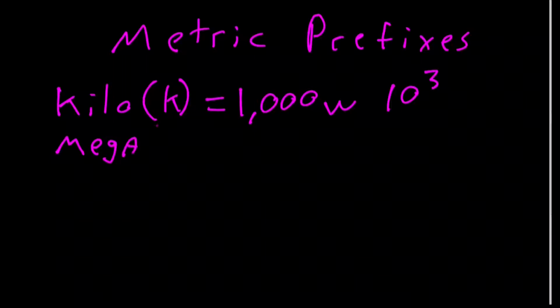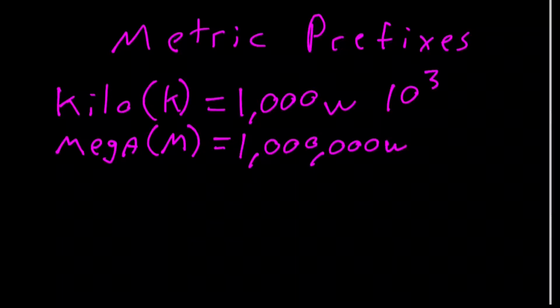So it's written mega with a capital M. So that's equal to 1 with not 3 zeros, but a total of 6 zeros. So 1,000,000 watts is equal to 1 megawatt, or 10 to the 6th power.